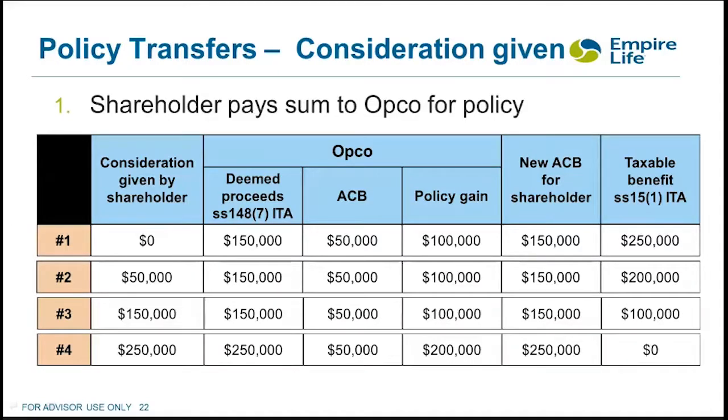As we saw earlier, the application of the rules under 148(7) does not eliminate the potential taxable benefit conferred to the shareholder or the employee as a result of a transfer from a corporation. The difference between fair market value of the policy and the consideration given by the shareholder will still be considered a taxable benefit for the shareholder. And when we're dealing with the shareholder, that's subsection 15(1) as the income inclusion.